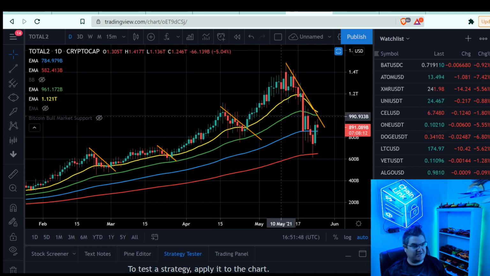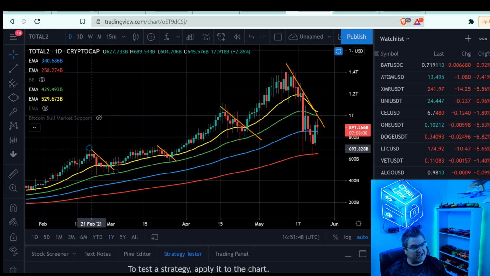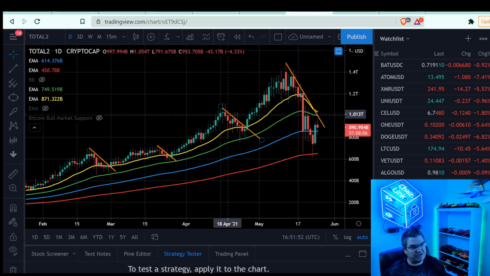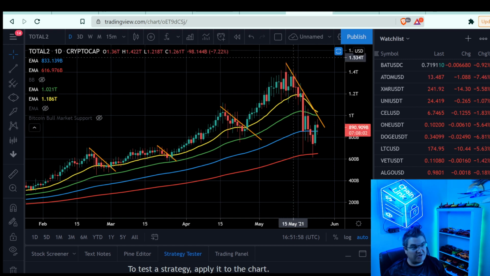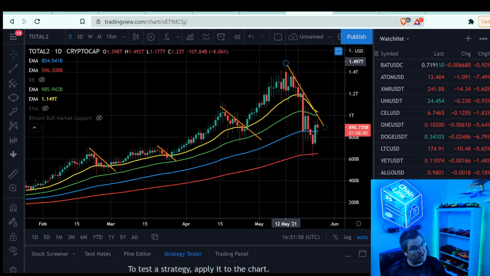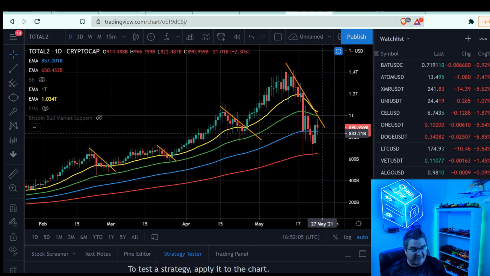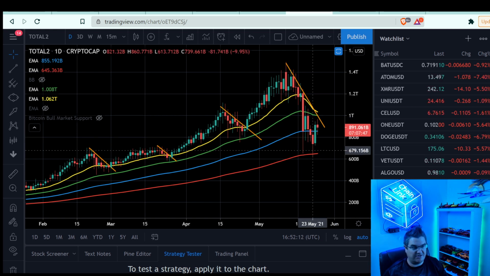So let's look at this. We're in these little orange lines. Look how they go a little bit more vertical each time. A little bit more severe corrections, huh? We got to our 1.5 trillion almost top back in mid-May. Now we're way the hell down here. But is there any light? Are we going down forever or are we going to recover?